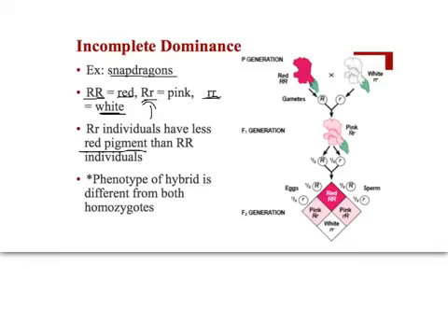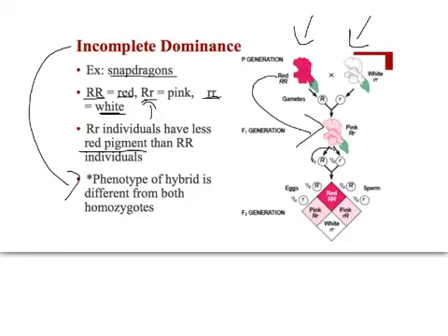In incomplete dominance, you always see a blending or a hybrid, halfway in between the two phenotypes. So in this case, if I took a red plant and a white plant, even though red is dominant, if I cross them, I would get all pink offspring, because all the pink offspring would have one capital R and one lowercase r. Then if I crossed two F1s, two heterozygotes, I would end up with one red, two pink, and one white.